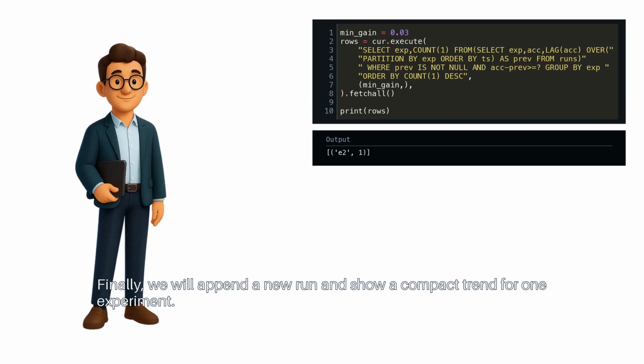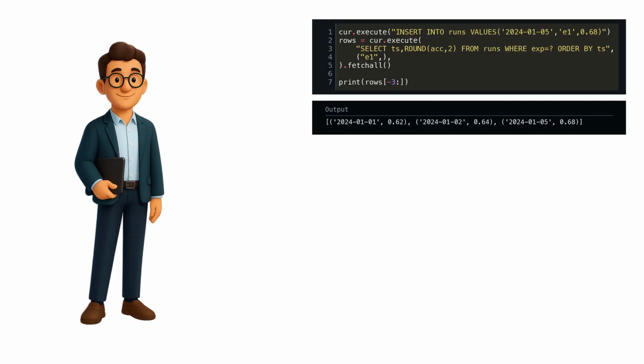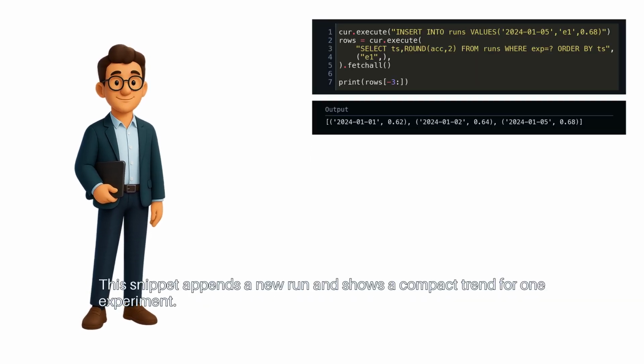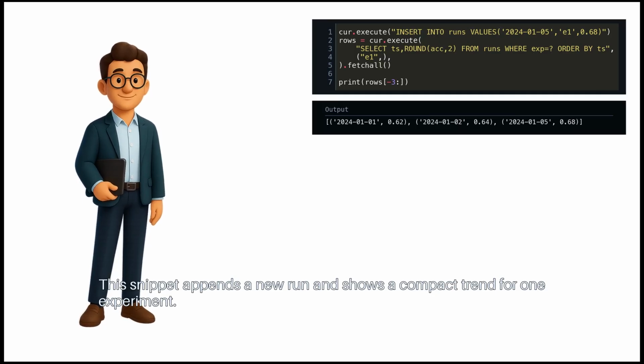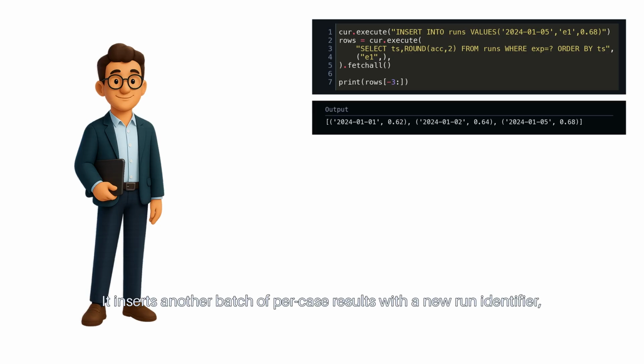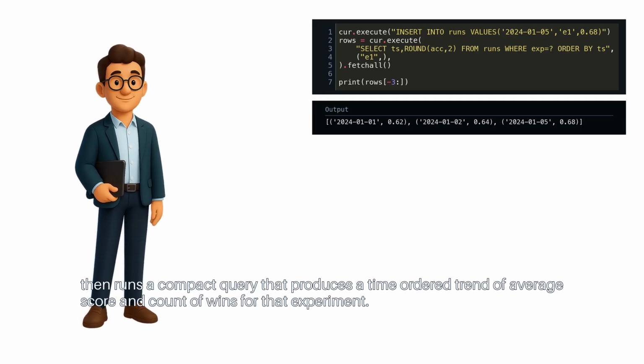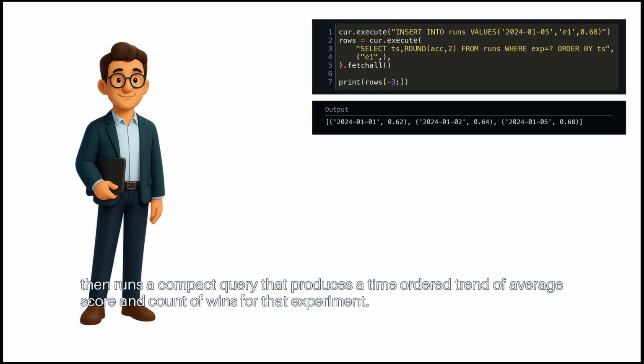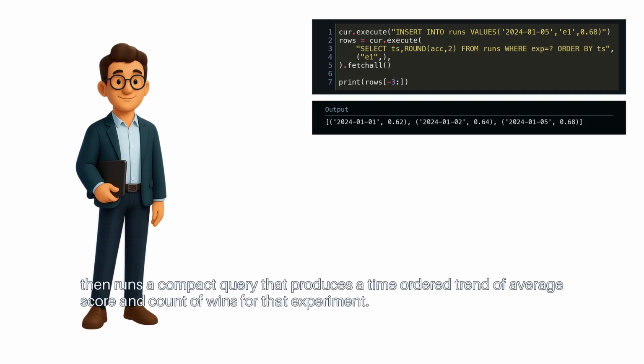Finally, we will append a new run and show a compact trend for one experiment. This snippet appends a new run and shows a compact trend for one experiment. It inserts another batch of per-case results with a new run identifier, then runs a compact query that produces a time-ordered trend of average score and count of wins for that experiment.